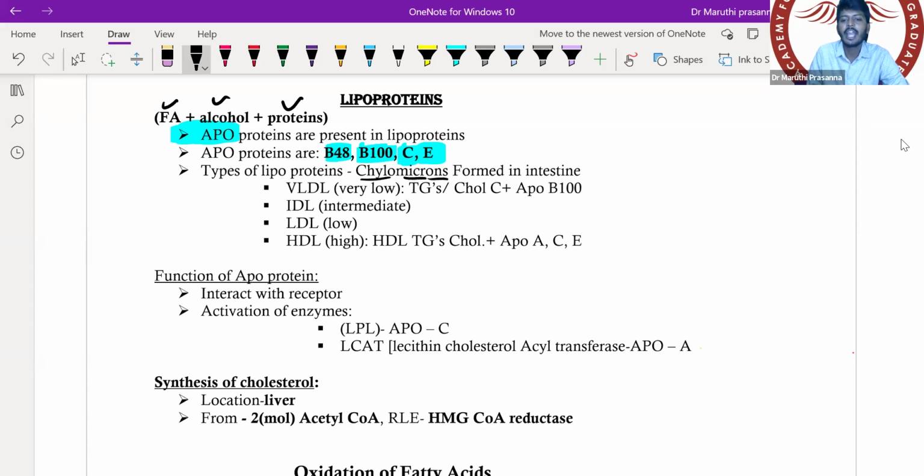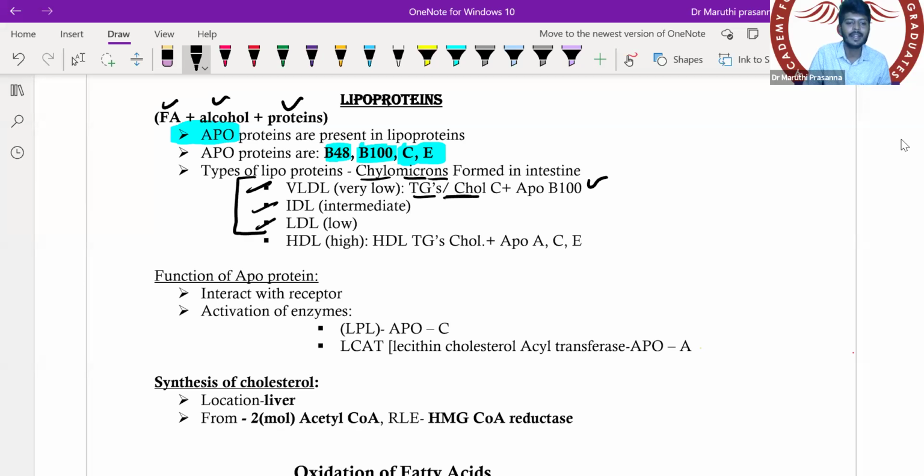So, types of lipoproteins. We have chylomicron. Chylomicrons are formed in the intestine, and carry the fats from the intestine to the liver. Very low density lipoprotein has triglyceride and cholesterol. Along with that, apoprotein B100 will be present. Yes, students, don't get confused. Apoprotein B100.